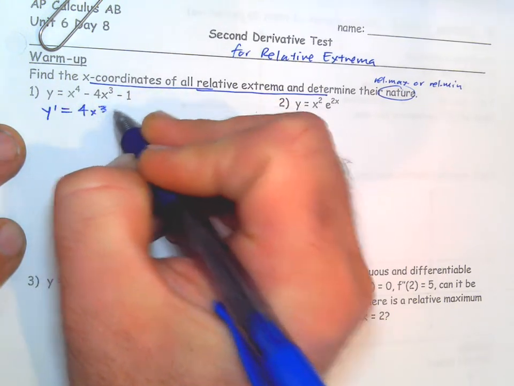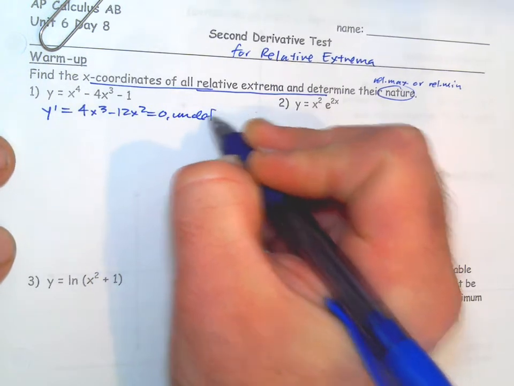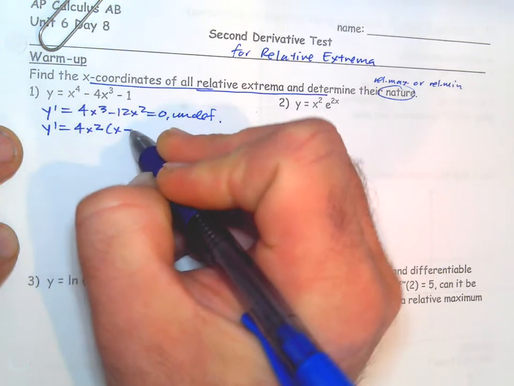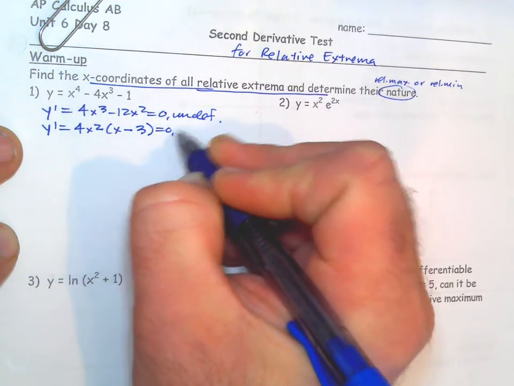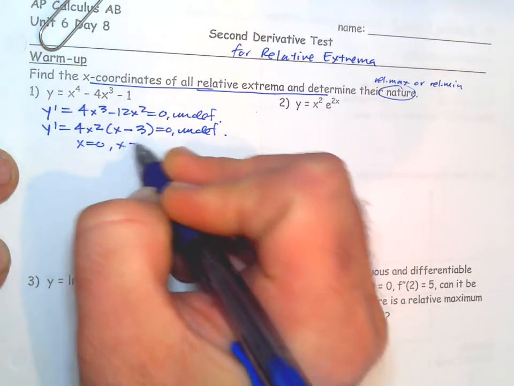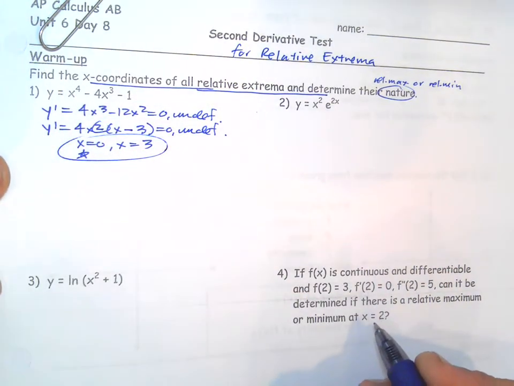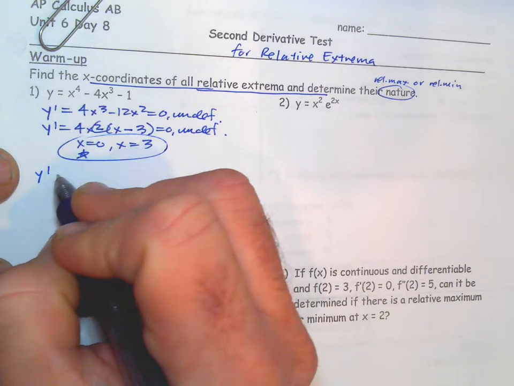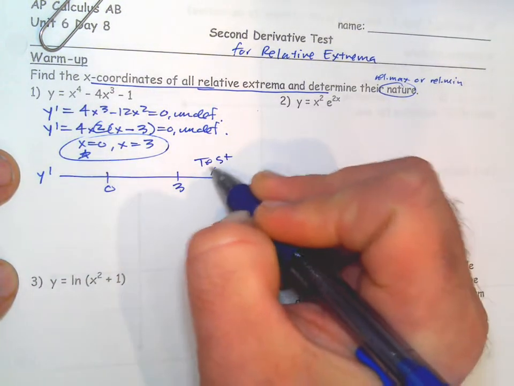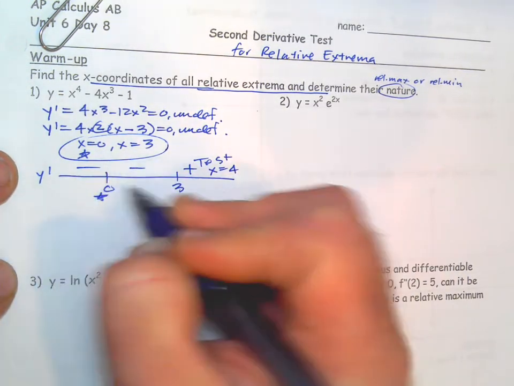4x cubed minus 12x squared equal to 0 or undefined. And factor it: 4x squared out, x minus 3, equals 0 or undefined. So x equals 0 and x equals 3. Now this one has an even exponent on it, so that one's going to bounce off the graph. So we're going to do a first derivative line check. 0, 3, test a point. x equals 4, positive, negative, negative, stays negative.